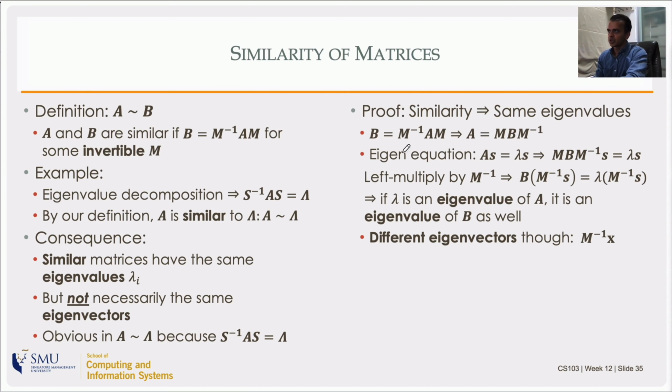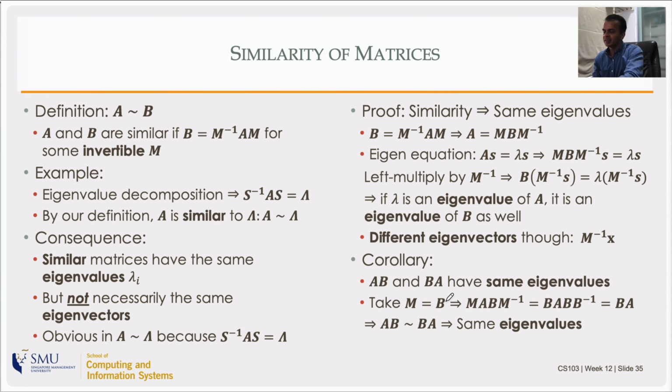So same eigenvalues. Let me prove this once more. B is M inverse A M. So A is that, and the eigenvalue equation: I can just plug in the expression for A from here and left multiply by M inverse. Then you will see that B times the vector is lambda times the same vector. So lambda is an eigenvalue of B, but the vector itself is different.